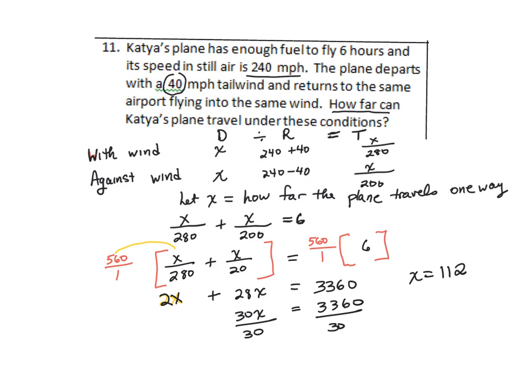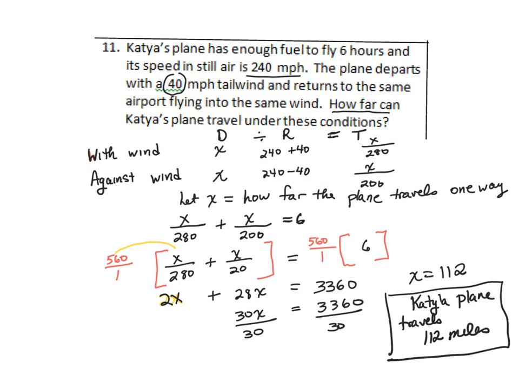So Katya's plane travels 112 miles, because they did ask us for the distance, how far it can travel under those restrictions.